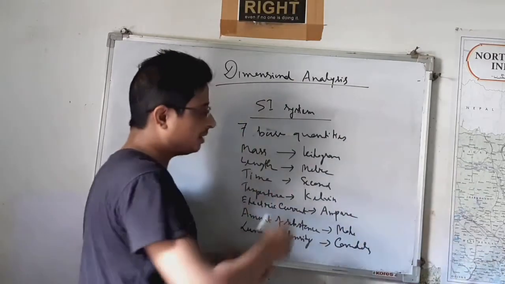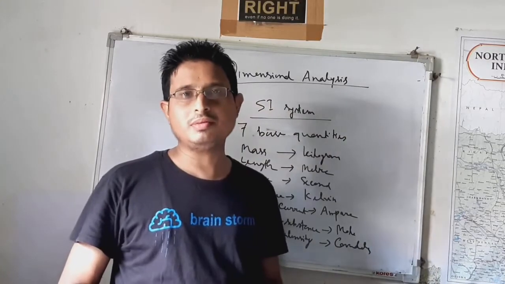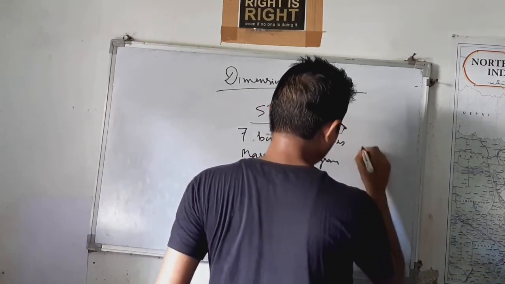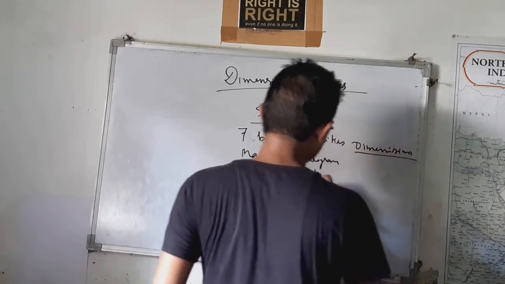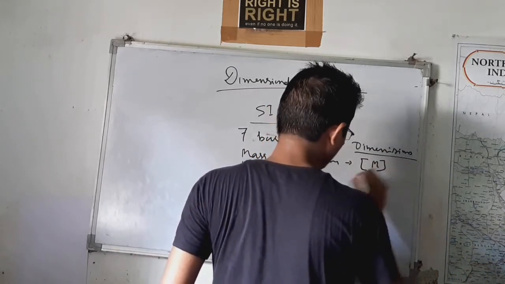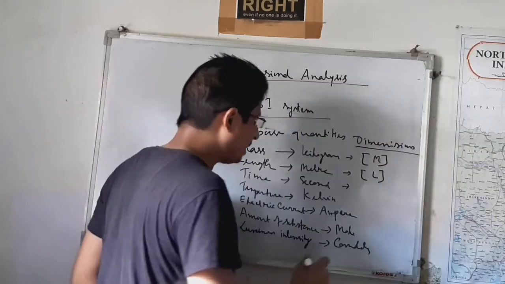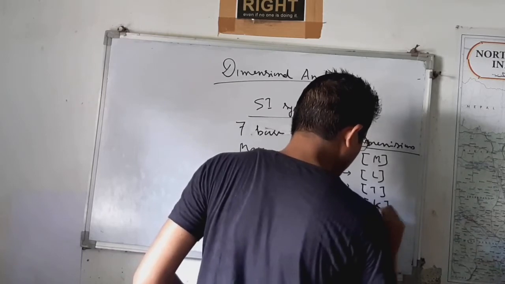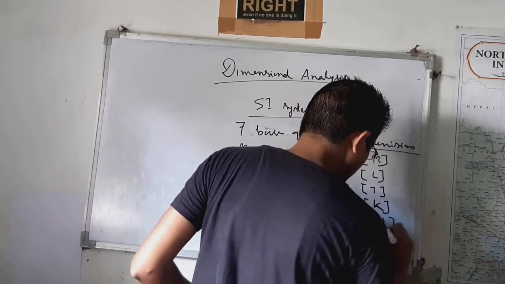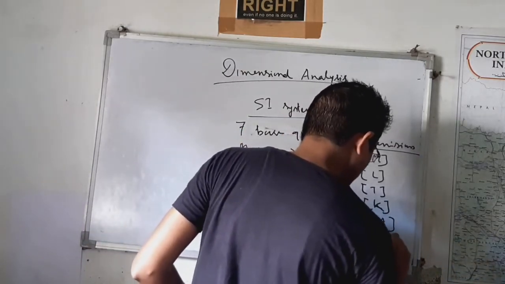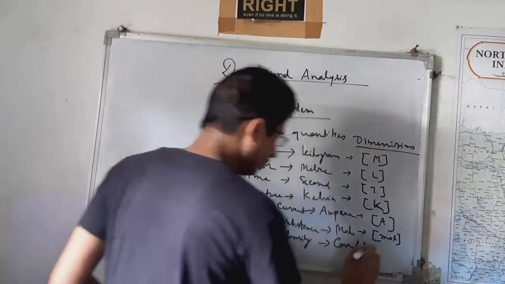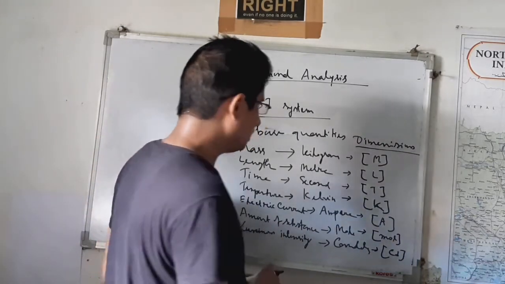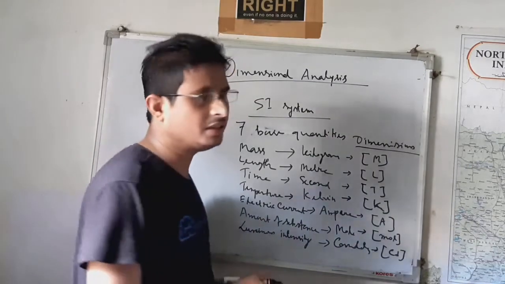These 7 base quantities are considered as 7 dimensions of the physical world, and they can be denoted as, for mass it is M, for length it is L, for time it is T, for temperature it is K, for electric current it is A, for amount of substance it is mole, for luminous intensity it is CD.